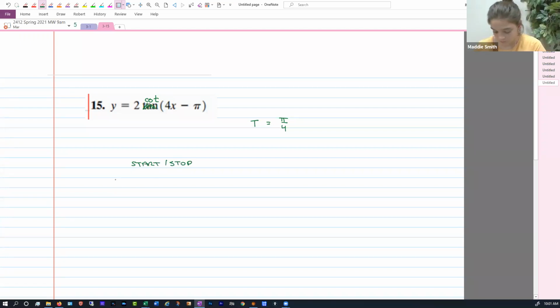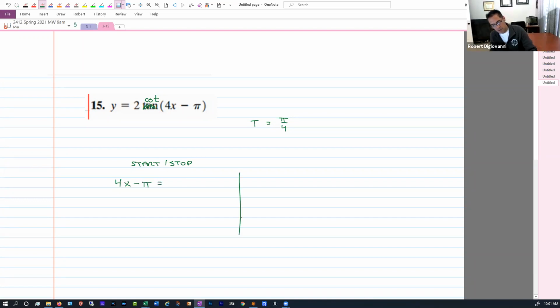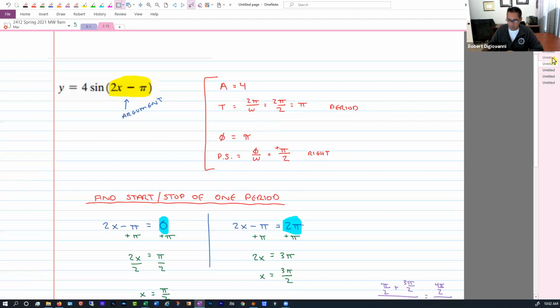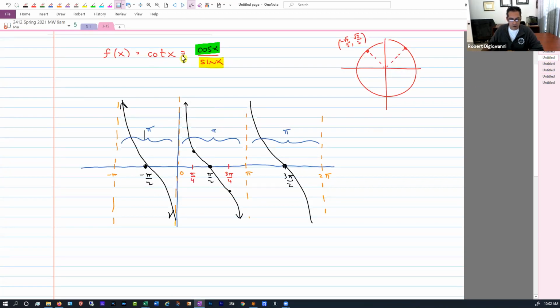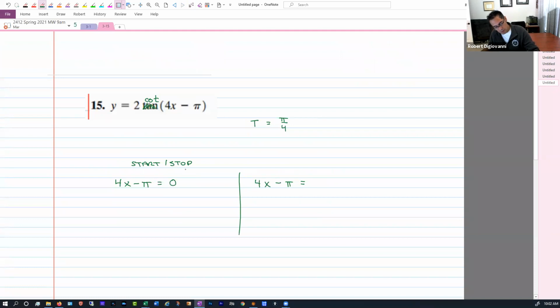The 2 equations we have here are 4x minus pi equals something, and the other one is 4x minus pi equals something else. Now, for tangent, it's negative pi over 2 and pi over 2. For cotangent, the verticals happen at 0 and pi. So that's what we're going to use here, 0 and pi.